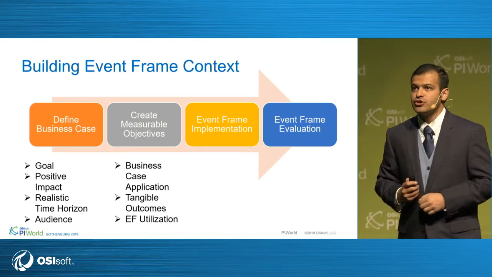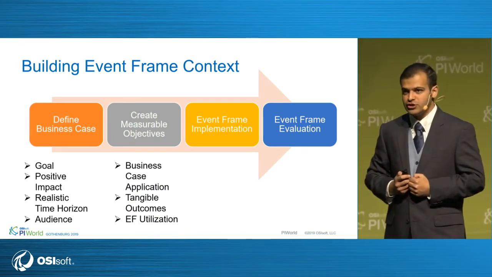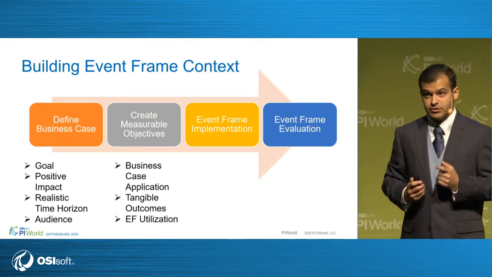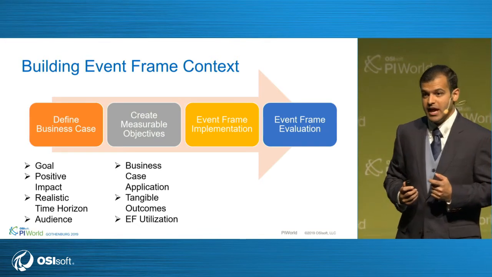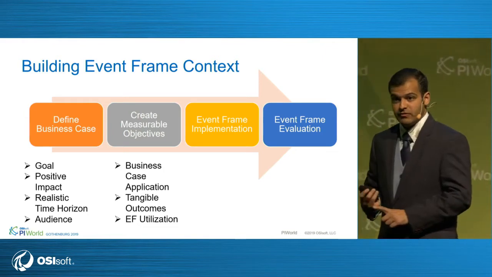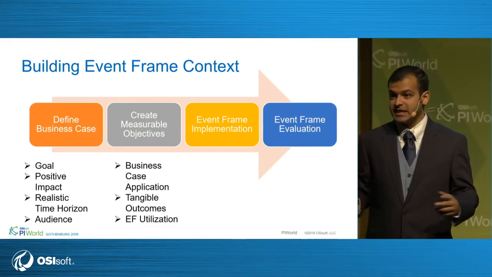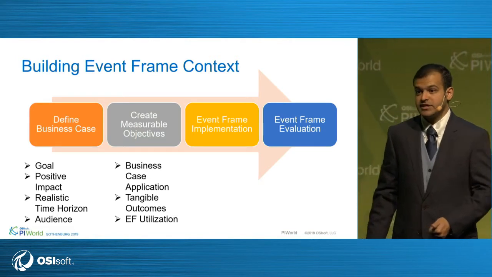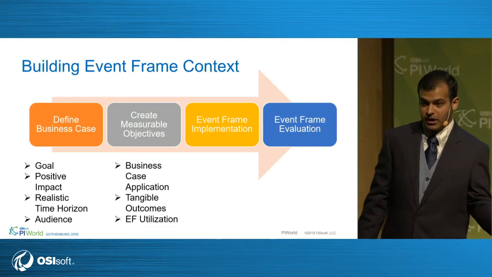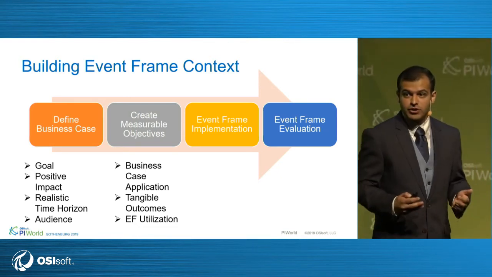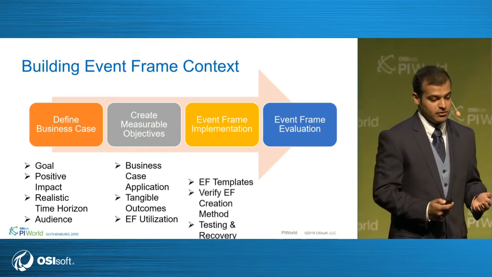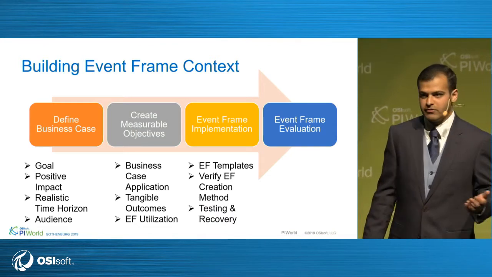Once you have a business case, you need to create your measurable objectives. You need to know how your business case is applicable. What would be the tangible outcomes? So make sure your outcomes are very, very tangible, and how the event frames would be utilized. What would be the number of event frames that would be created? Would it go to some insane number? Then perhaps you need to go back and see if your objectives are actually measurable. What are the attributes you're capturing that actually correspond to your business goals? So this is where you need to use event frames also in a measurable format, so you know it matches your goal. Then you go about creating your event frame, implementing it.